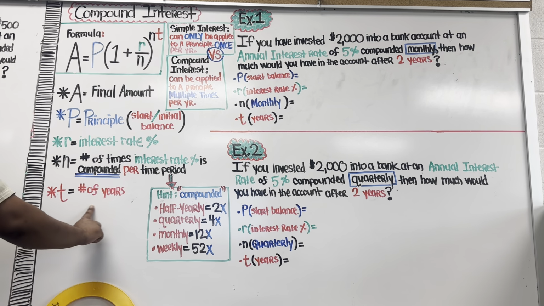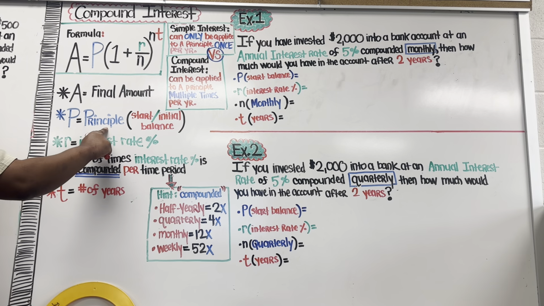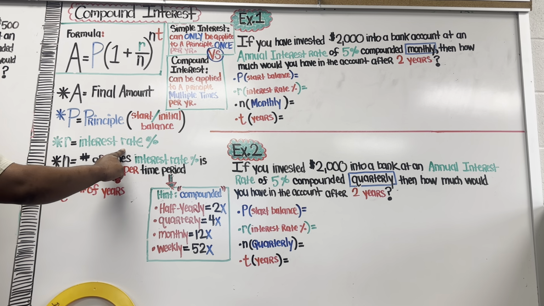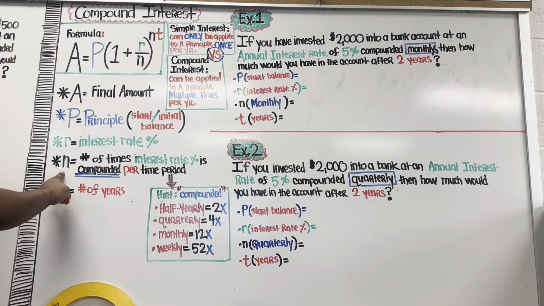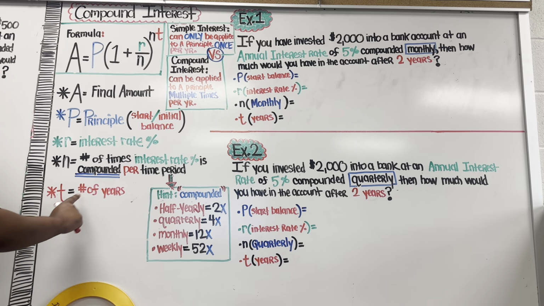So once again, guys, this is our formula: A equals P times parentheses 1 plus R over N, parentheses close, to the N times T power, okay? That is the formula that we're going to use. And once again, these are the different parts within the formula. A is the final amount, P is the principal or the initial balance or start balance, R represents the interest rate that's being provided, N is the number of times the interest rate is being compounded per year or per time period, and T is, of course, the number of years.